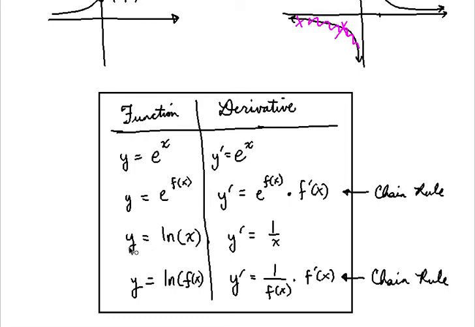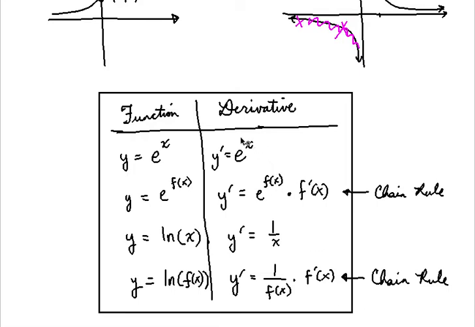Okay? Y equals natural log of x. The derivative of that function becomes y prime equals 1 over x. If I have y equals the natural log of a function, where instead of just a nice x here I have some expression in terms of x, then the derivative of this whole thing becomes 1 over f of x instead of an x. Okay, so 1 over the original inside times the derivative of the inside. So that's the chain rule being applied here.